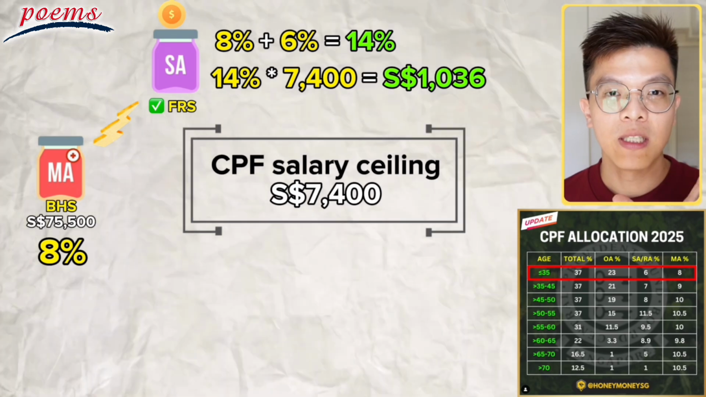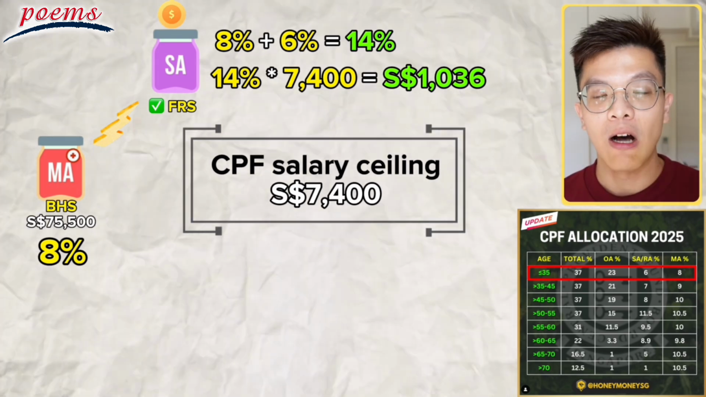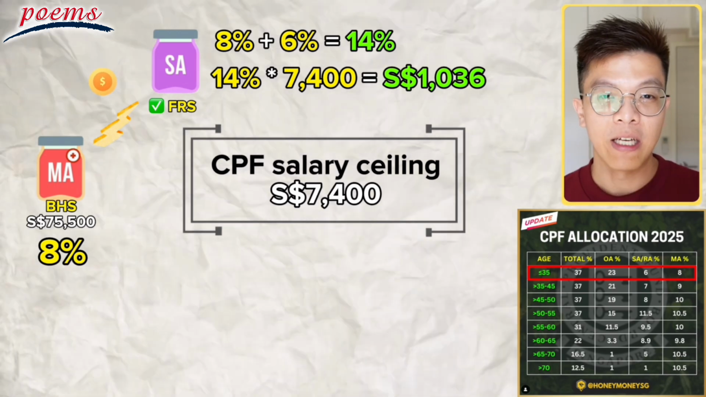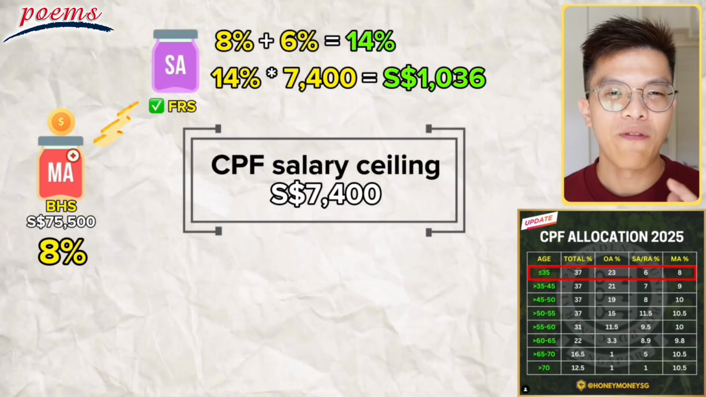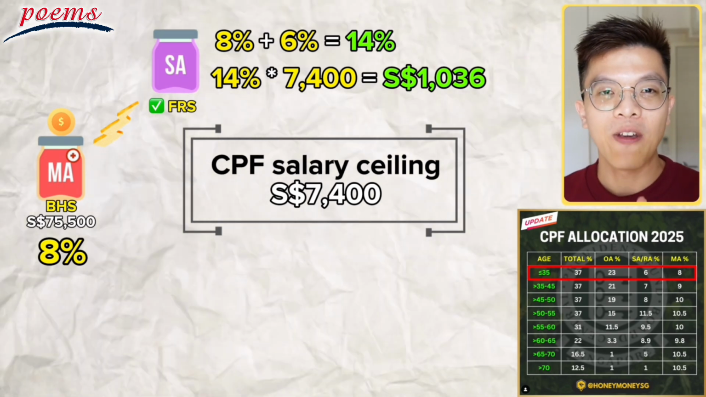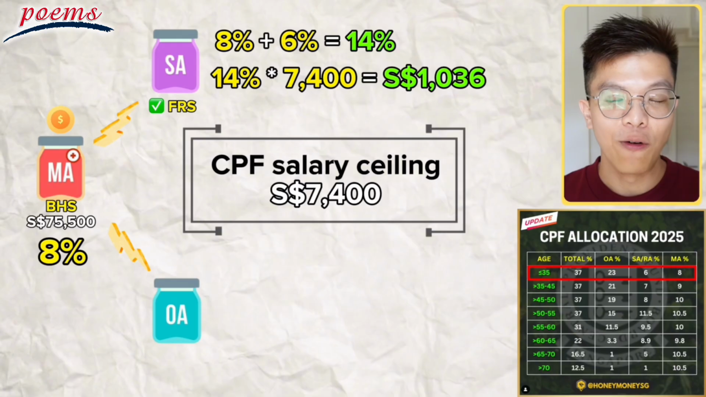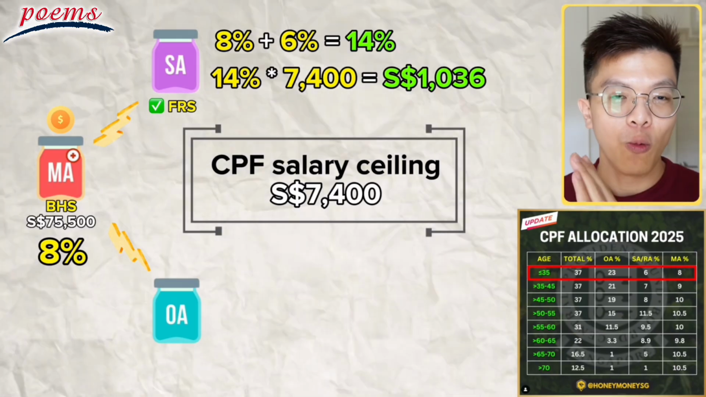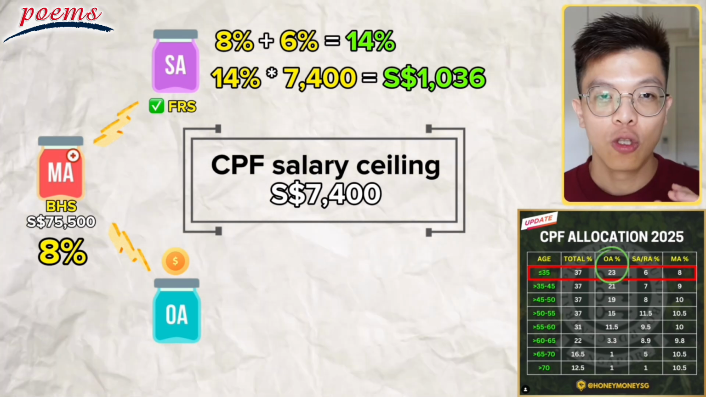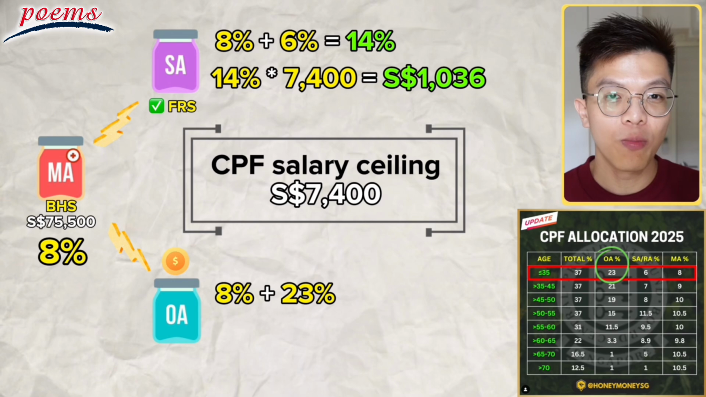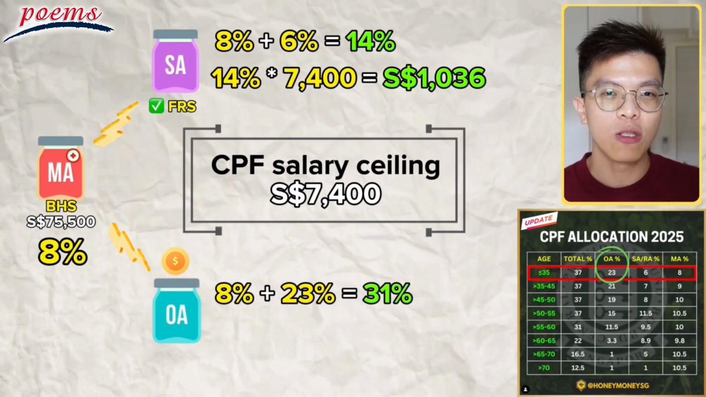Now, for the second order, since your special account has already reached the full retirement sum, your MediSave account contributions cannot, okay, and will not go to the special account anymore. Alright, even though FRS is not a hard cap. So now your MediSave 8% contributions will go to the OA instead of the SA. I repeat again, the 8% MA will go to the OA. And remember, OA is how much? 23%.